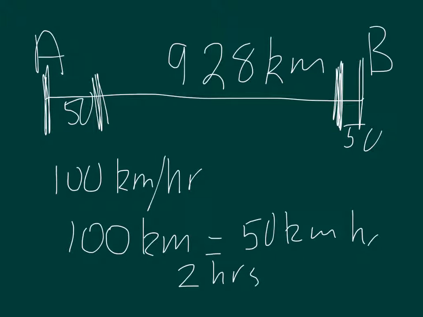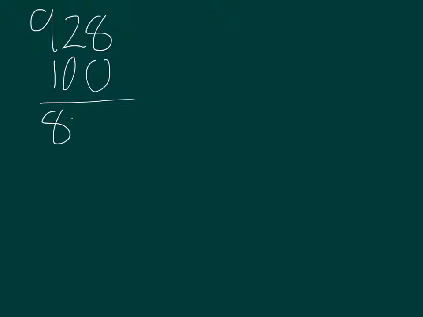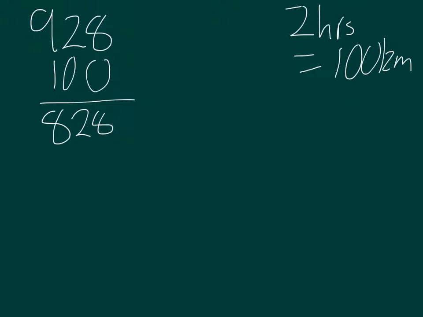So let me get a new screen, because now I've got a new total. Now I've got to take 100 kilometres away from 928. So I had 928, and I took away 100 because I was 50 either side. That left me with 828 kilometres to go. Now over here, I'm going to write 2 hours for the 100 kilometres, either side.